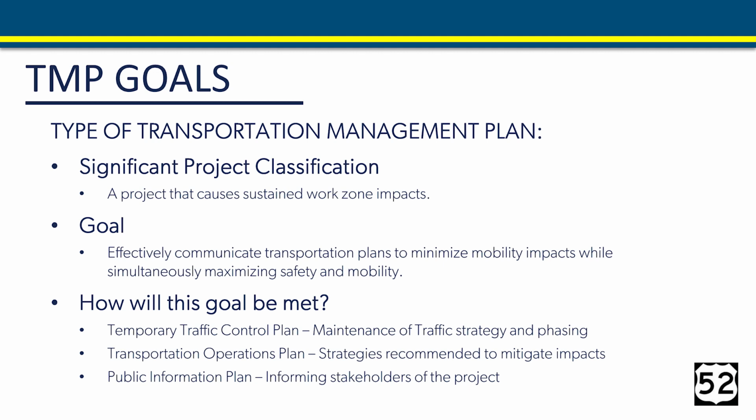Second is a transportation operations plan. These are strategies used to mitigate impacts and are different elements that help increase safety and mobility during construction. Examples include temporary parking restrictions, turn restrictions, warning lights on temporary barricades, and utilizing local law enforcement.